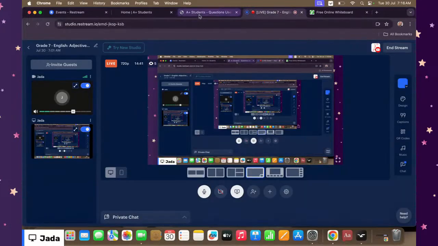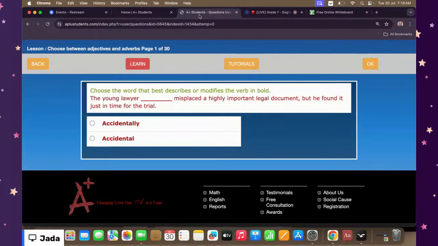Okay. So please try to send in your answers on the chat. Let's make it interactive, okay? If you know the answer, please send it on the chat, okay? Choose the word that best describes or modifies the verb in bold. The young lawyer dash misplaced a highly important legal document, but he found it just in time for the trial.